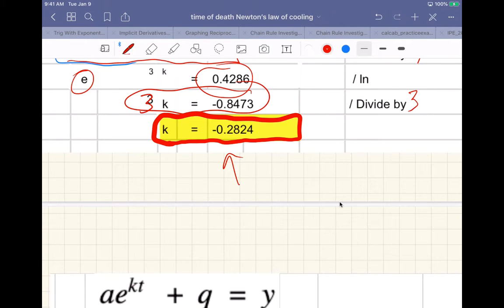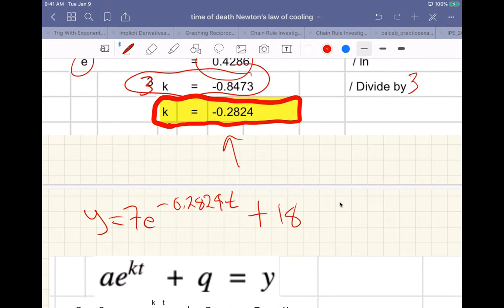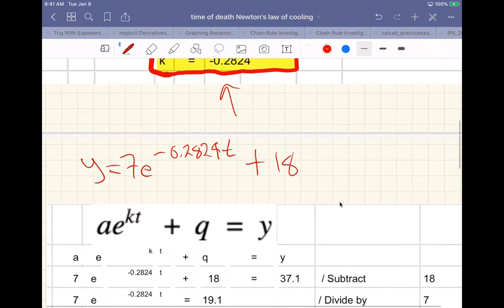And so now I actually have an equation. Y equals 7e to the negative 0.2824t plus 18. Okay, so that's the first thing. So I need to get k. I need to have an equation before I can figure out when the time of death occurs. So I've got my equation. Now I need to use that equation to figure out the time of death.